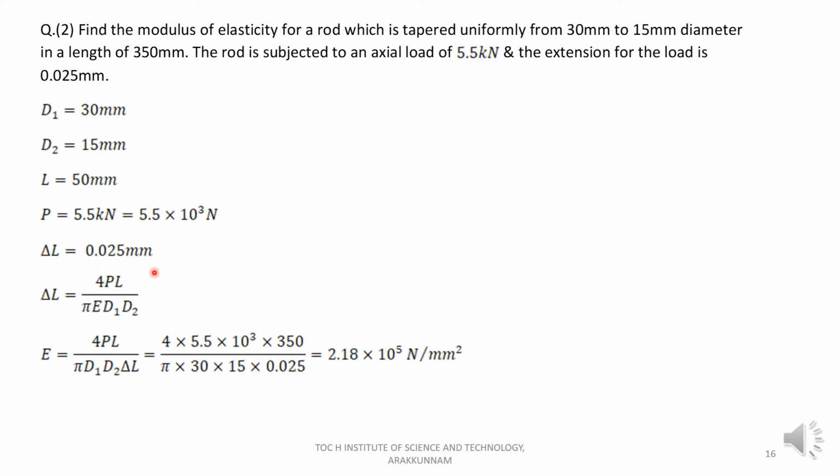So here we have to use the deformation equation for a uniformly tapered circular section, that is delta L is equal to 4PL divided by pi E D1 D2. From that, find the equation for E, that is E is equal to 4PL divided by pi D1 D2 into delta L. Then substitute the values of P, L, D1, D2 and delta L, and finally you will get the value of Young's modulus E as 2.18 into 10 raised to 5 Newton per mm square. Okay.